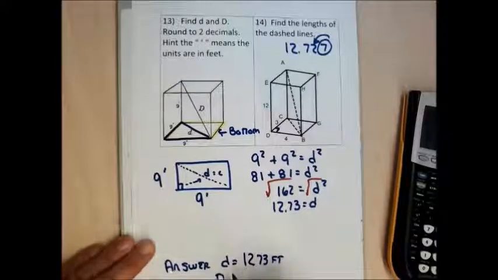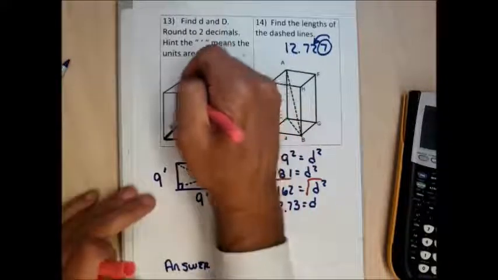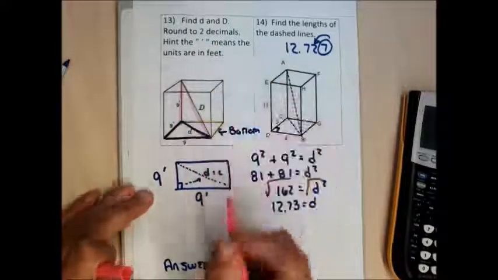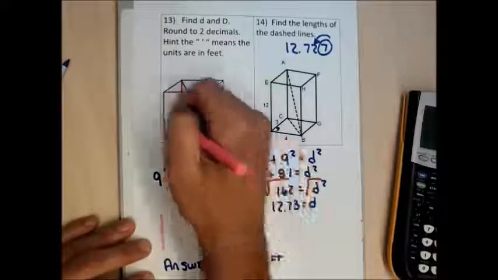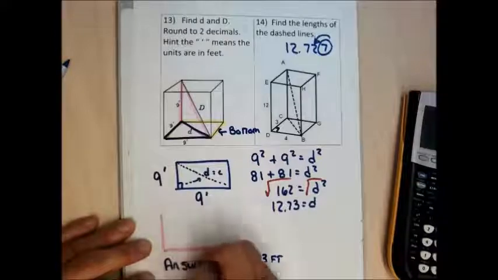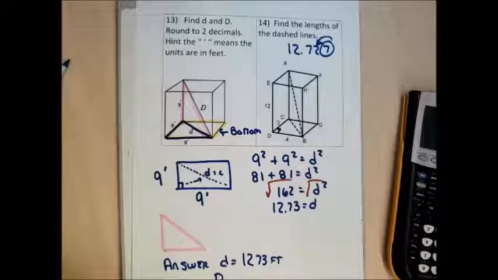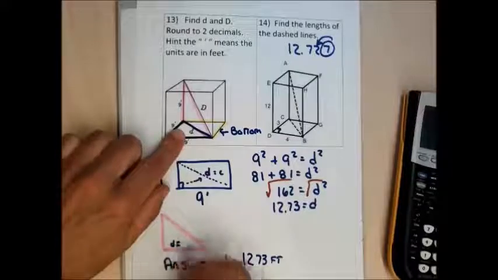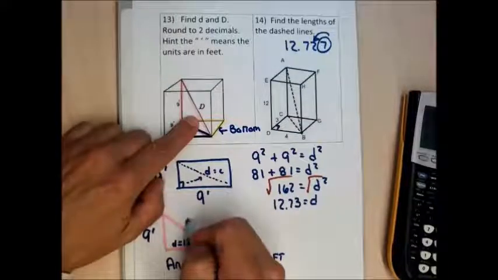Now I need to find big D, and to find big D, I need to look at this triangle right here. Let me try to draw that triangle down here. So I've got this. And again, it doesn't look like a right angle, but if I straighten that out, that triangle looks like this. If I cut it out and put it down here, it would look like that. And the little d is going to be 12.73. The other side here is 9 feet, and then the big D is what I'm trying to find.